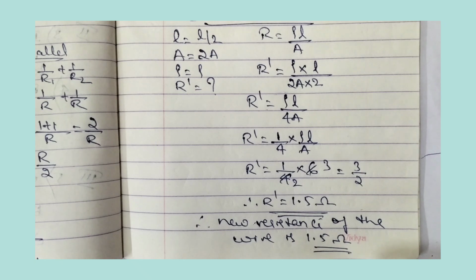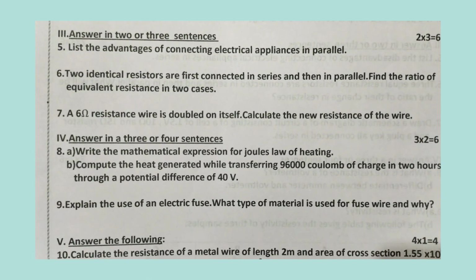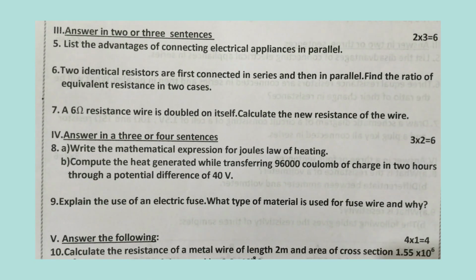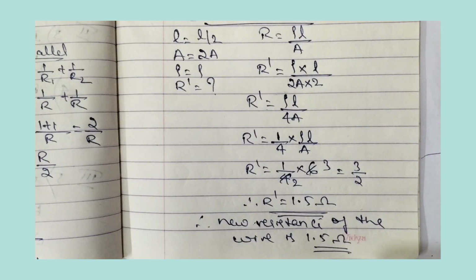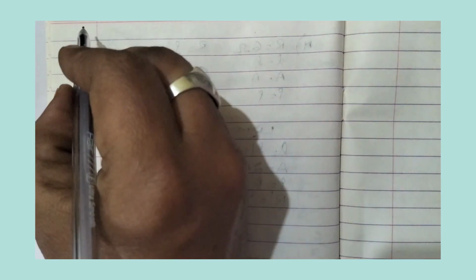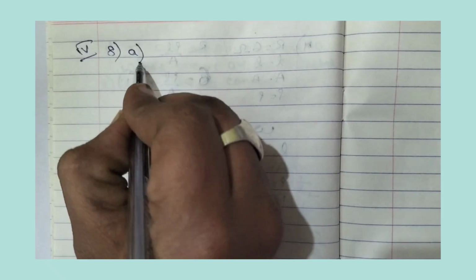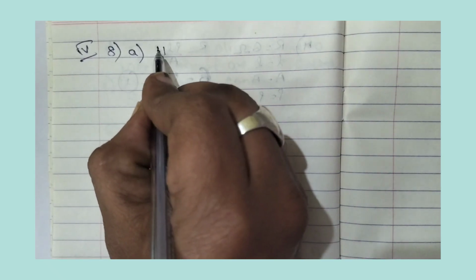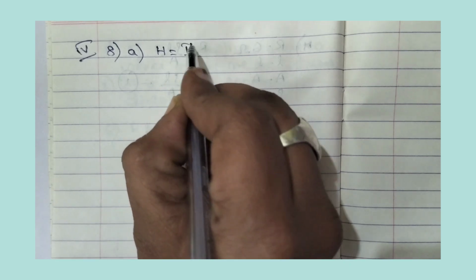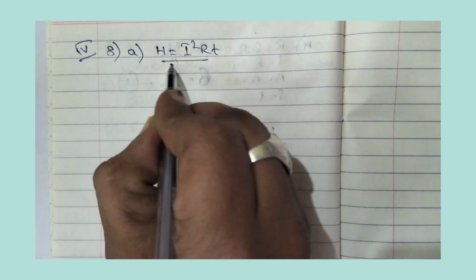Now let us move to question number 8. In question number 8 they have asked: write the mathematical expression for Joule's law of heating. Compute the heat generated while transferring 96,000 coulomb of charge in 2 hours through a potential difference of 40 volts. So let us answer this question now. It is 4th May, 8th question A. Mathematical expression for Joule's law: H is equal to I square RT.